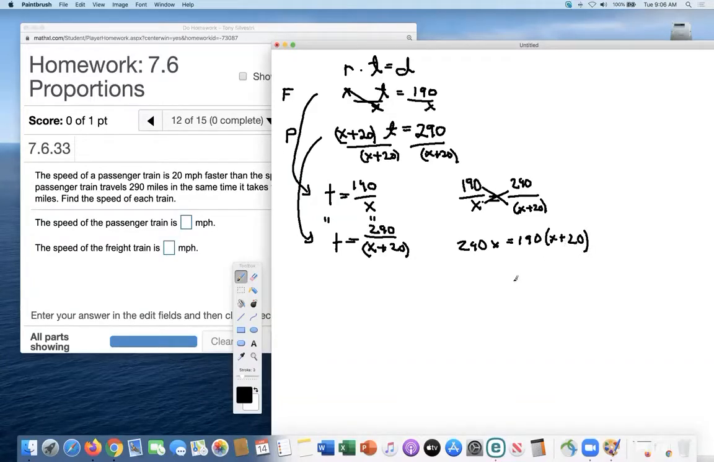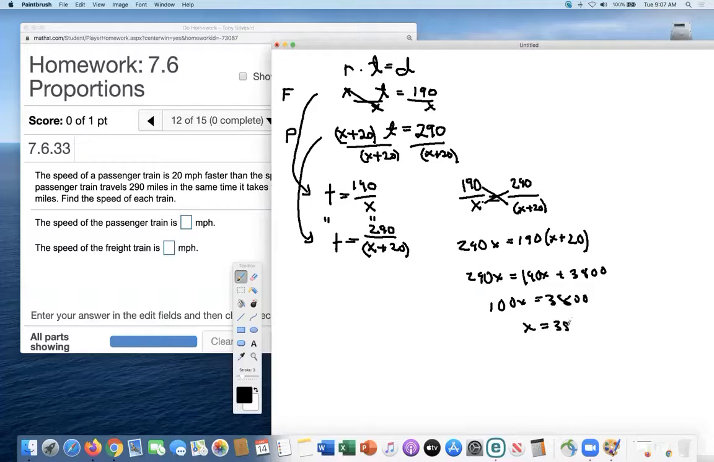And so let's get rid of the parentheses. 190x plus 3800. 190 times 20 equals 290x. Okay, now solve for x. I get 100x equals 3800. Divide by 100, I get x equals 38.